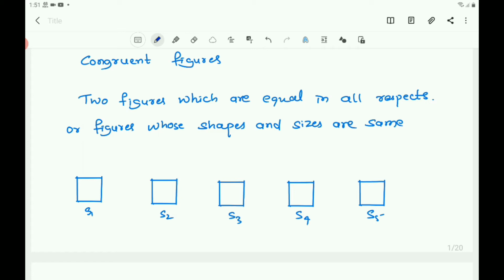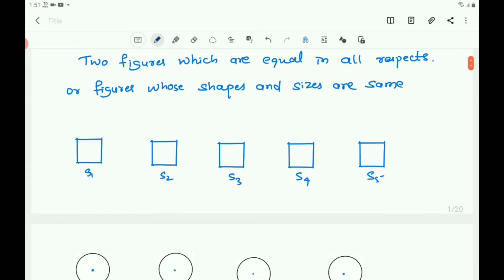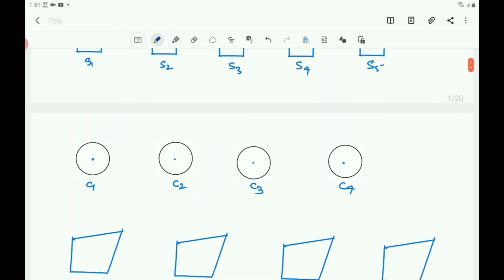They coincide with one another. So all these squares are congruent squares. Now you see the circles C1, C2, C3, C4. They are circles of the same radii and they are congruent. If you keep one circle on the other, they coincide with each other, means they cover. And the circles C1, C2, C3, C4 are called congruent circles. You know the definition of congruent circles: circles having equal radii are called congruent circles.